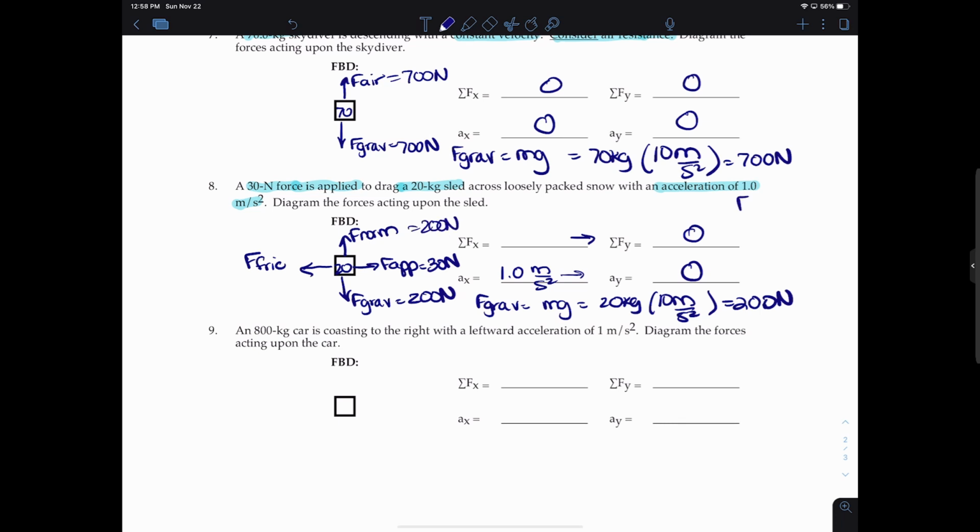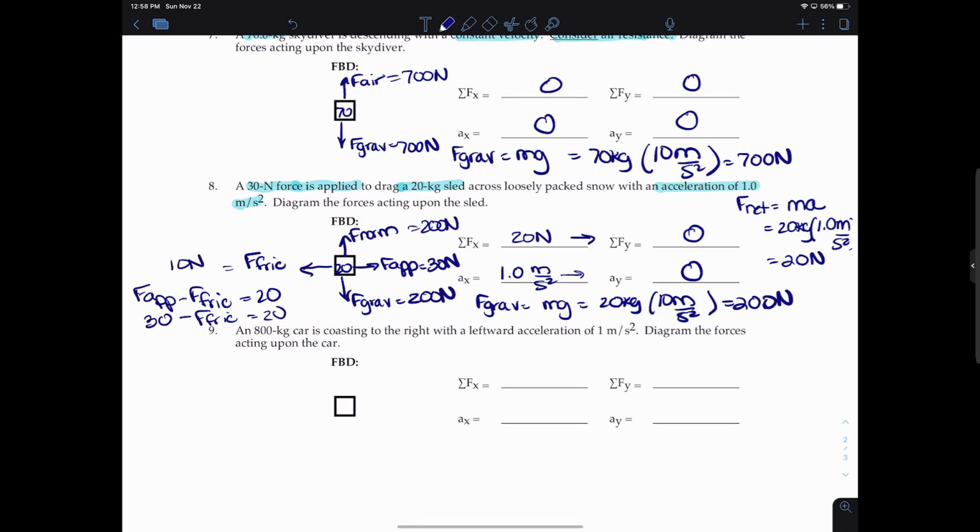Now we've got our net force equals mass times acceleration, 20 kilograms times 1 meter per second squared, which equals 20 newtons, and that's going to be 20 newtons to the right. So F applied minus F friction equals 20. F applied is 30. So we know our force of friction is going to equal 10 newtons.